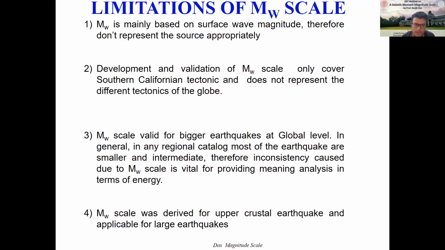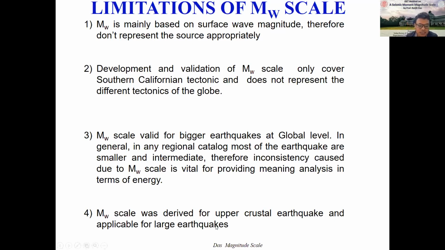Professor Hanks and Kanamori also said this is for greater than 7.5, because they validated it for greater than 7.5. For less than 7.5, it is confined to Southern California. So it does not hold for smaller and intermediate earthquakes for the entire globe. It is valid for global earthquakes, bigger earthquakes.